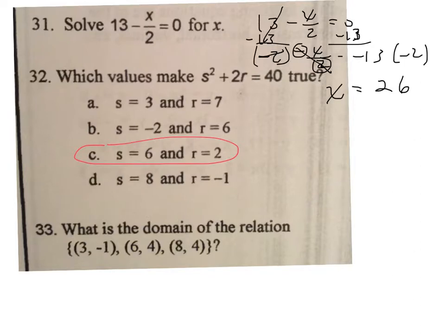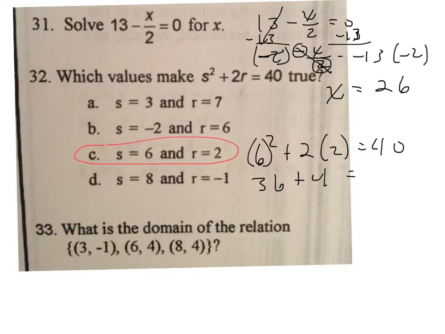Okay, so C is my answer. If you'll notice, S is 6, so that's going to be 6 squared, plus 2, and R is 2. So 6 squared is 36. 2 times 2 is 4. 36 plus 4 is 40, and that's my answer.